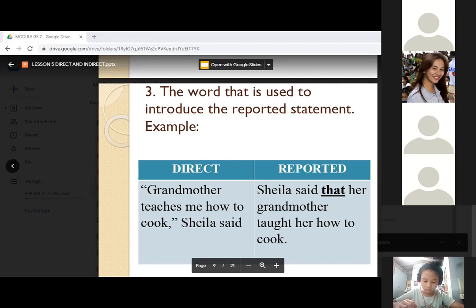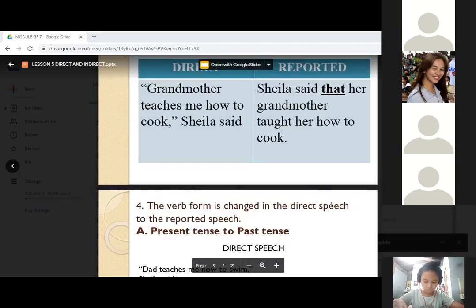Add that. Okay, going back to number 1. Step number 1, dapat there is no quotation mark, there is no comma. Step number 2, always begin with noun or pronoun plus said. So, always begin with Sheila said, she said, he said, or kung sino man yung nagsalita, always begin with their names plus said. Okay? Step number 3, plus that. Okay, nagkakaintindihan. So that's step number 3. So now, let's move forward with step number 4.